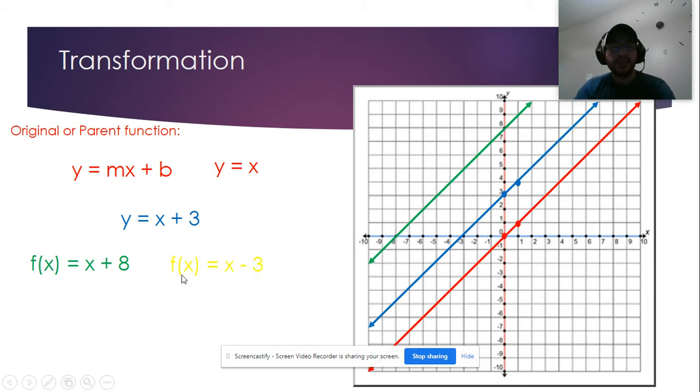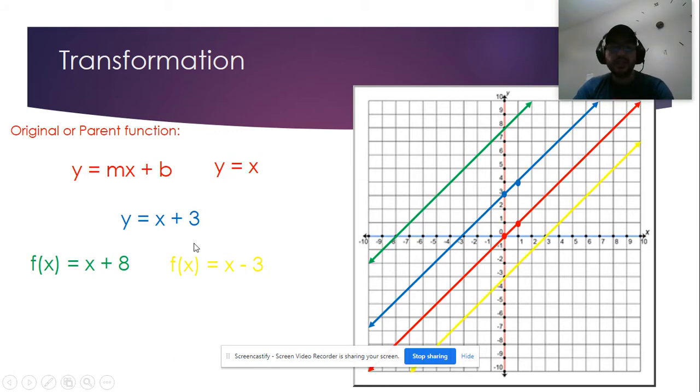Okay, let's see another example. What will happen when I have f of x equals x minus 3? Now the y-intercept is negative 3. So from 0 to negative 3, I'm subtracting 3 on the y-intercept, and this will be the graph.